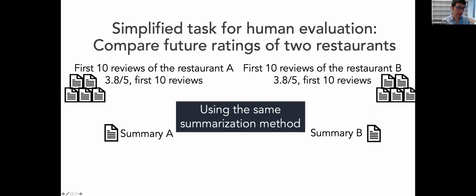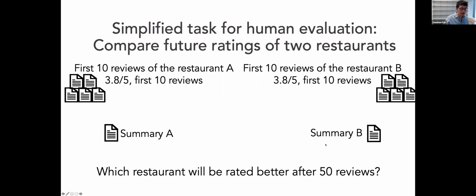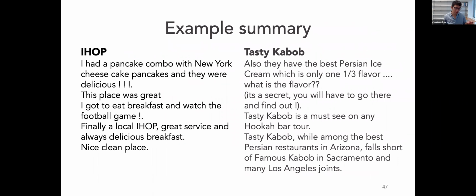So we don't show you the actual 10 reviews since that would be too hard to read. We show you 2 generated summaries and then ask you which of the restaurants will be rated better after 50 reviews. And we consider a summarization algorithm better if it can better support people in making these decisions. To make this concrete, I'm going to show you 2 sets of summaries for 2 restaurants. The first one is IHOP on the left, and the second one is Tasty Kebab on the right.